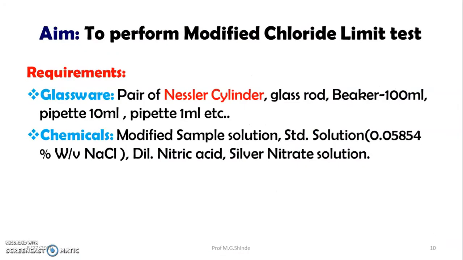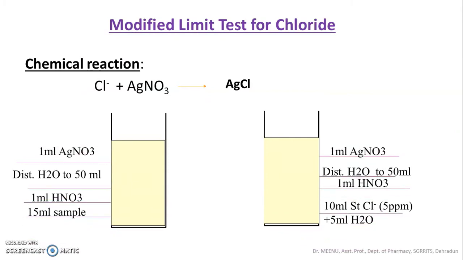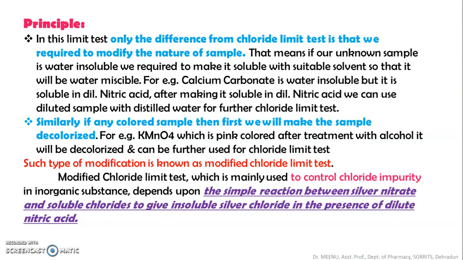Similarly, we can perform a modified chloride limit test. The requirements and the reaction are similar; the only difference from the chloride limit test is that we need to modify the nature of the sample. That means if our unknown sample is water insoluble, we need to make it soluble with a suitable solvent so that it will be water miscible.